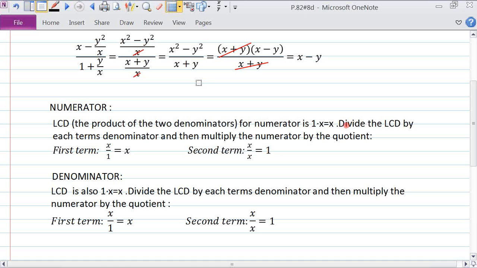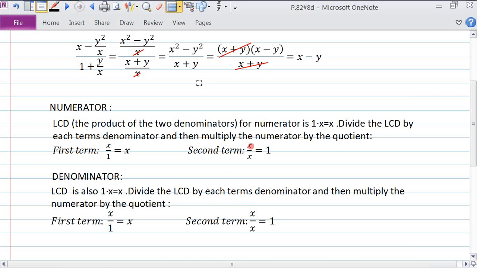Now, as you remember, as we did in the last problem, we divide the lowest common denominator by each term's denominator and then multiply the numerator by the quotient. This is the quotient here. So here's the lowest common denominator for the numerator. And we divide by the denominator of the first term. Well, the denominator for this is x over 1, so I divide by that. X over 1 is x, so I get x as a quotient. I'm going to multiply this by x, and I get x squared.